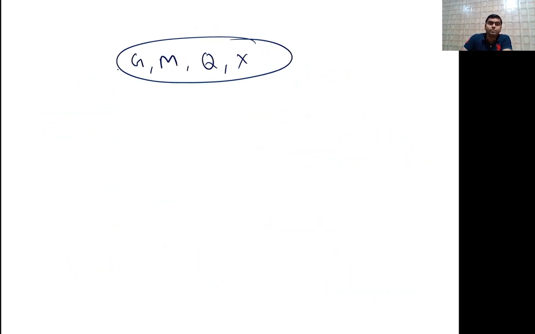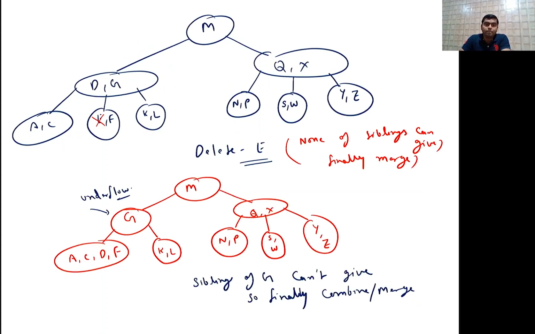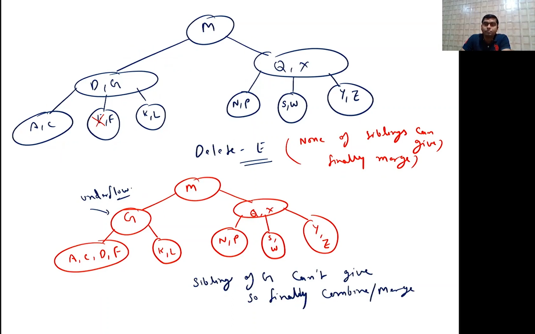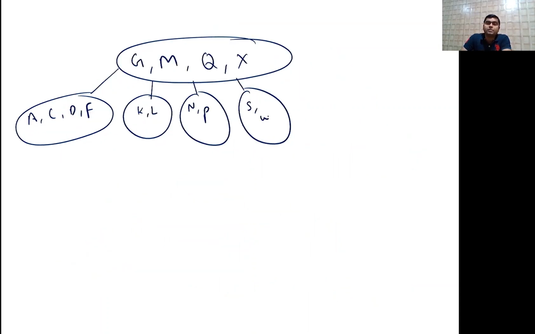ACDF. So it is what? ACDF: A, C, D and F. Between G and M it is KL, so KL, and between M and Q it is NP, and between Q and X it is SW, S and W, and after this is what? Y and Z. So this will be the final solution.